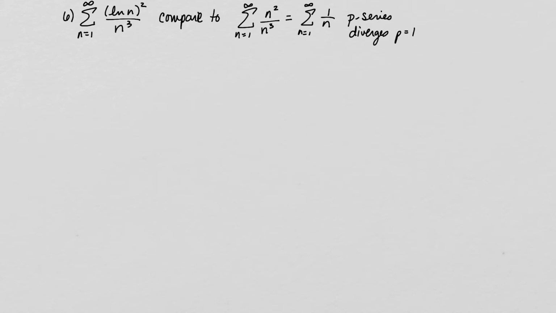And then if I try to compare the natural log of n squared over n cubed to n squared over n cubed, I'm going to find that this is less than. The natural log of n is less than n, like I said in the last example. And so this doesn't work, right? Because I have a series that diverges, but my series is smaller than that series.